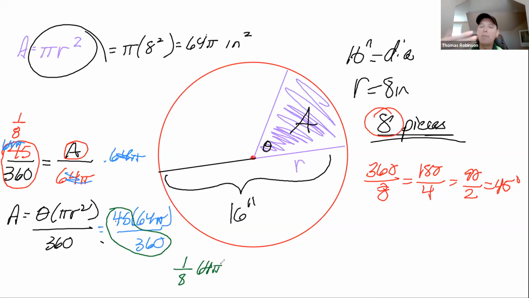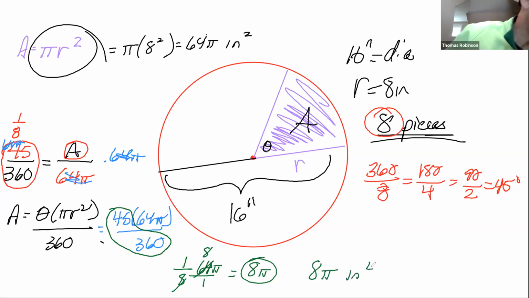But to be clear, it doesn't happen every time like that. But I think I can cancel that to 1/8. And then I get 64, cancel that 8, I get 8 pi. So I can write it as 8 pi square inches, or I could use my trusty calculator, which is right here. 8 pi is 25.13 square inches.